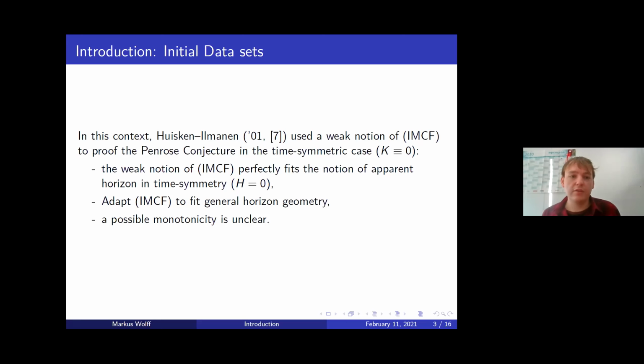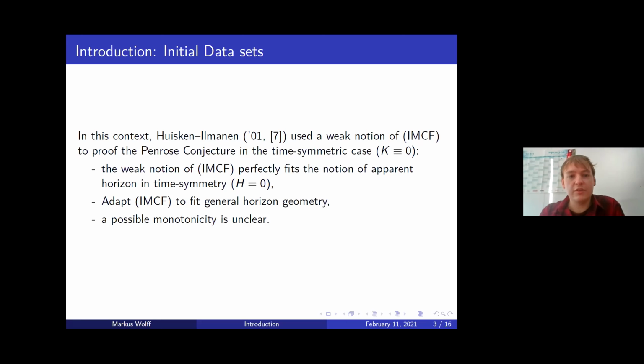Such an apparent horizon will, for example, arise as the intersection between this initial data set in the Lorentzian manifold and the boundary of the trapped region. If the initial data set is extrinsically curved there, then such an apparent horizon will no longer be a minimal surface. So the idea is now to adapt inverse mean curvature flow to initial data sets by better fitting it to the horizon geometry.